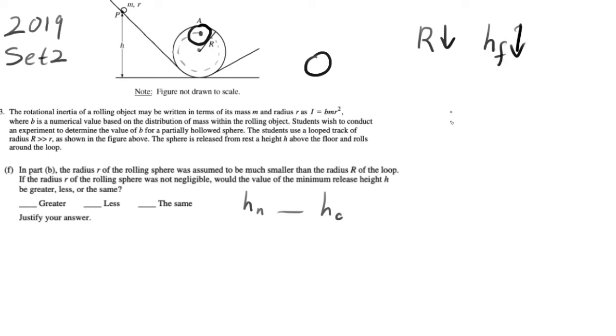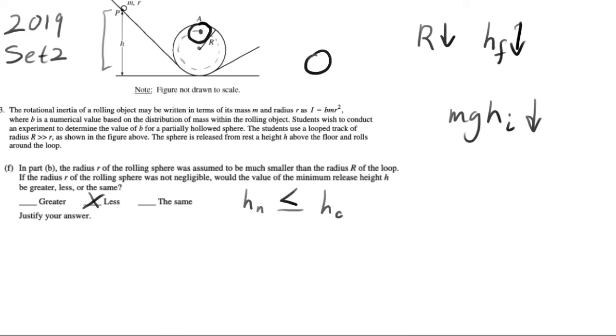So this initial mgh, with the h as the initial minimum release height, would have to decrease in this new situation. So going from the calculated height to the new height, the value would have to decrease, so the calculated height is greater than the new height, or in other words, the new height is less than the calculated height. And that's the first part of your answer for part F.